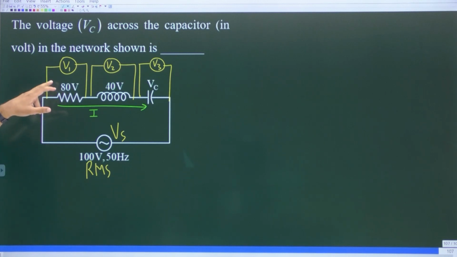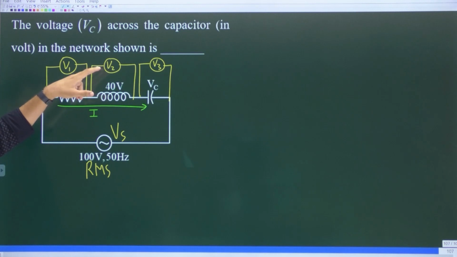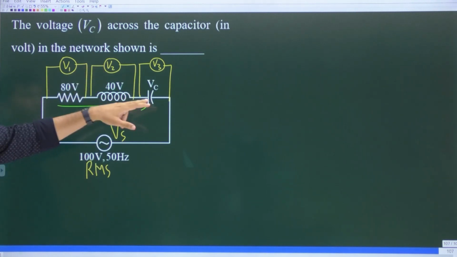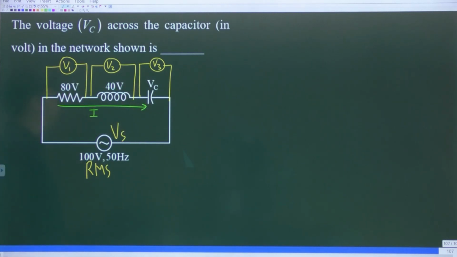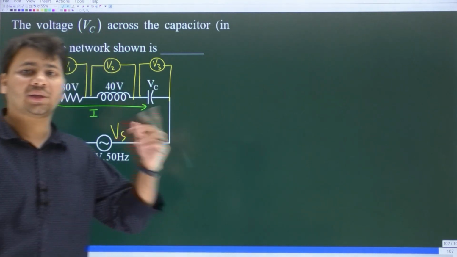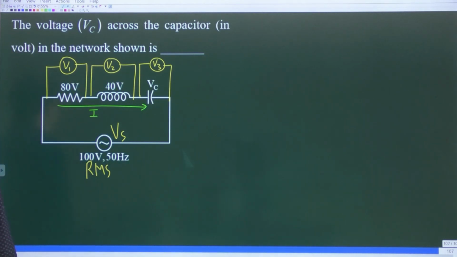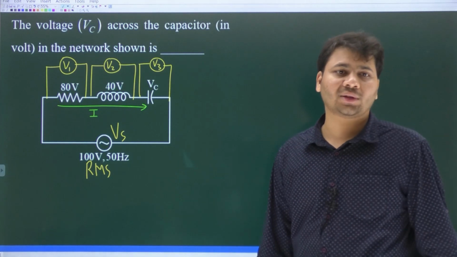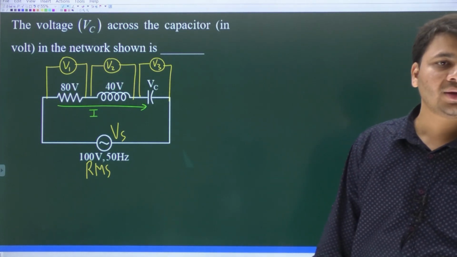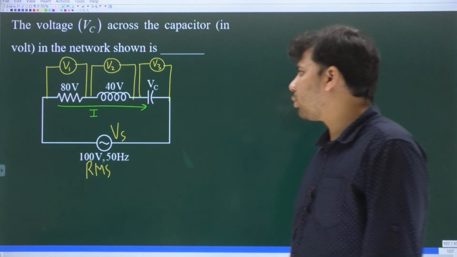For a resistor, the voltage and the current will be in phase. For an inductor, voltage leads current by 90 degrees. For a capacitor, the voltage will lag the current by 90 degrees. So among the three voltages, V1, V2 and V3, which is the most leading voltage? Please comment in the chat box whether it is V1, V2 or V3.